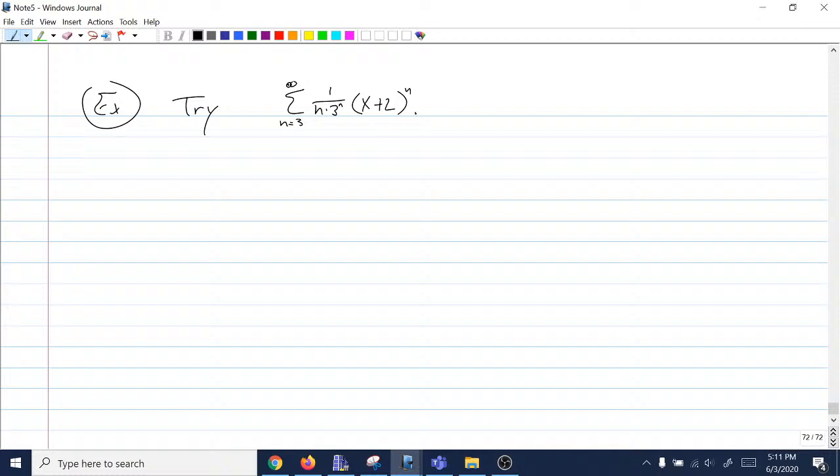When does this converge? What's the interval of convergence? What's the radius of convergence? Here's one where the ratio test or the root test would work. The root test is usually easier when it works.